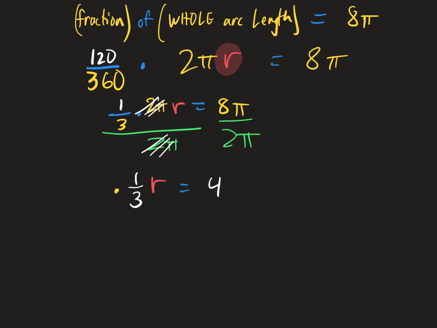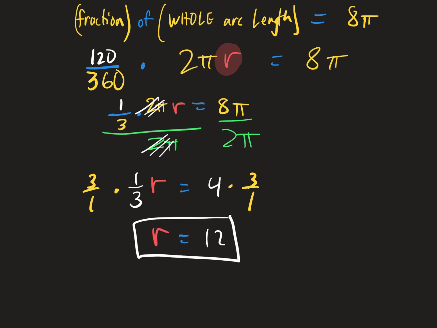Next, we will multiply by the reciprocal of 1/3, which is 3, on both sides, and we get 3/3, which is 1r, is equal to 12. And we've solved the problem. The radius is equal to 12.